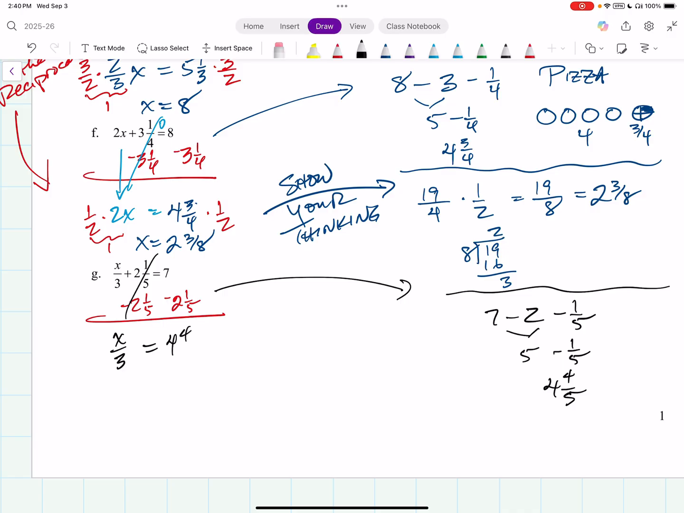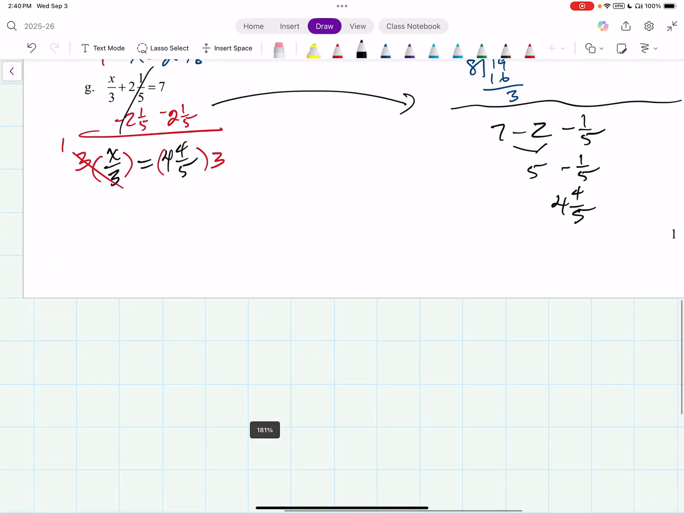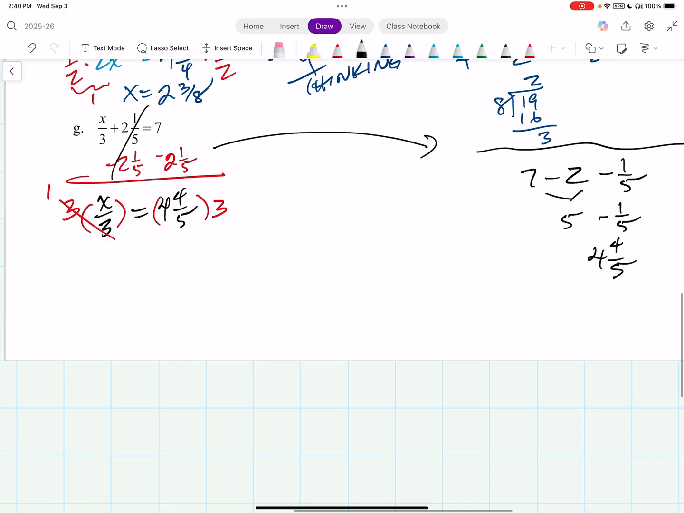Okay, so let's bring that over. And now all you do is do the inverse again. If I have a number divided by 3 equals 4 4/5, you do the inverse, which is multiplying. On the left-hand side, 3 divided by 3 is 1. All right, here we go. And so we get x here. And then on this side, you distribute through. 4 times 3 is 12. 3 times 4/5 is 12/5. Okay, you distribute twice.